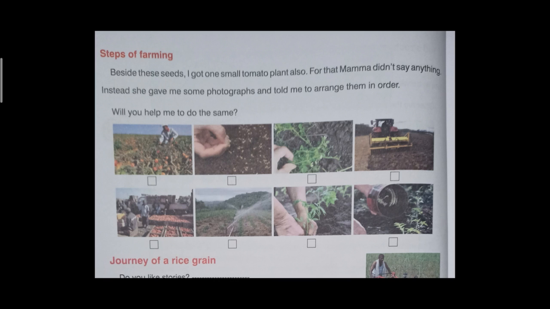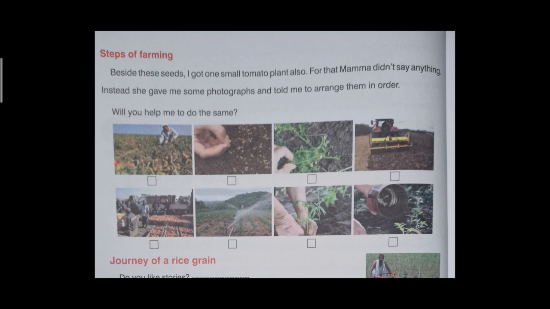The third picture is removing the unwanted plants from the field. The fourth picture is, by using the tractor, the soil is loosened, preparing the soil. The next picture is they are selling the tomato in the market. The next one is watering. Watering the plants, we can call it irrigation.